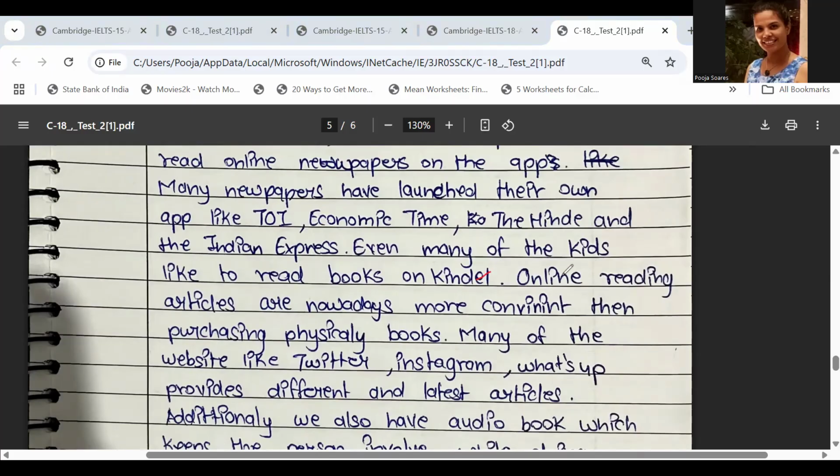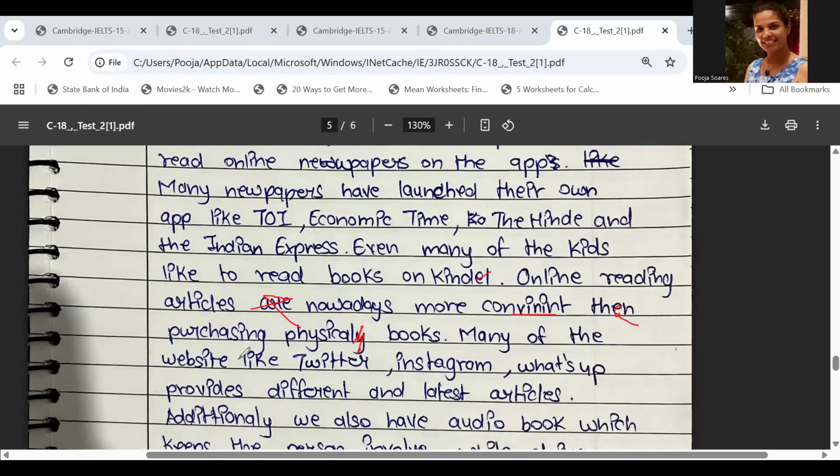Like to read books. Online reading articles are nowadays more convenient. Online reading articles, okay, or reading online articles. Online reading articles sounds a little weird. Online articles is the correct combination. So reading them has become more convenient than purchasing physical books.